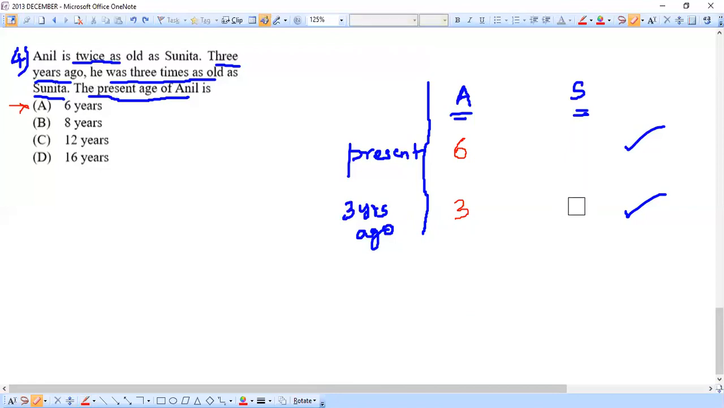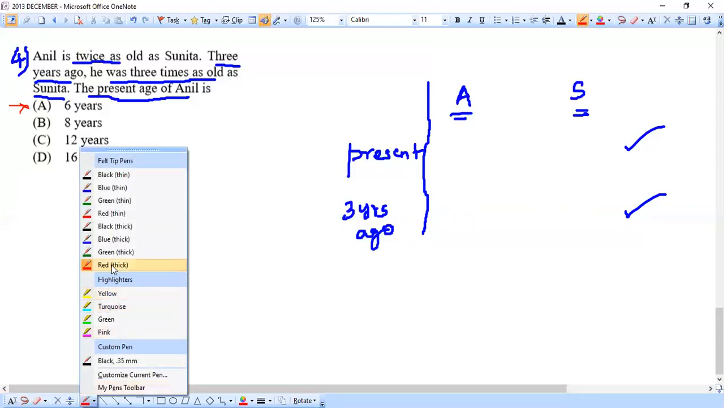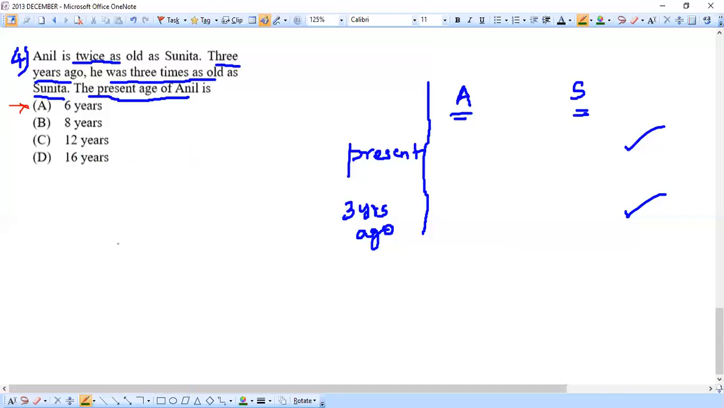So far we have tried only option A. To help you understand this concept, I'm using another color, green. Option B, which says 8. Let's try option B, 8. Once again, the same way to calculate. Anil's age is 8. That means Sunita's age will be half of that. Once again we do half, which will be 4.